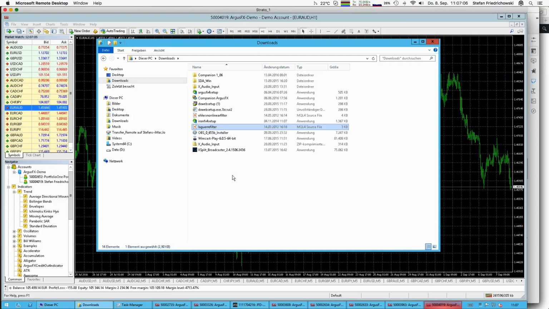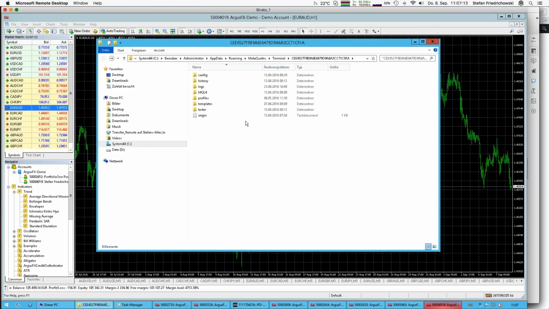We go back one step, then we are back at what has been originally our destination by opening the Explorer directly out of the MT4. And then the next step is that we go here in the folder MQL4, and then you see you have folders like experts, indicators, scripts, and those are the destinations for those things you might download from the web.